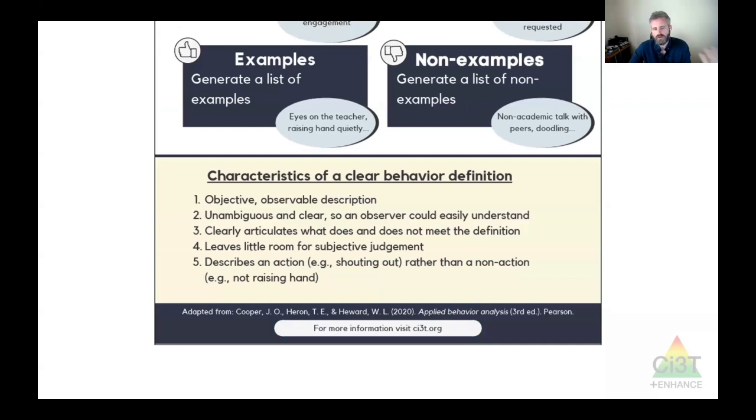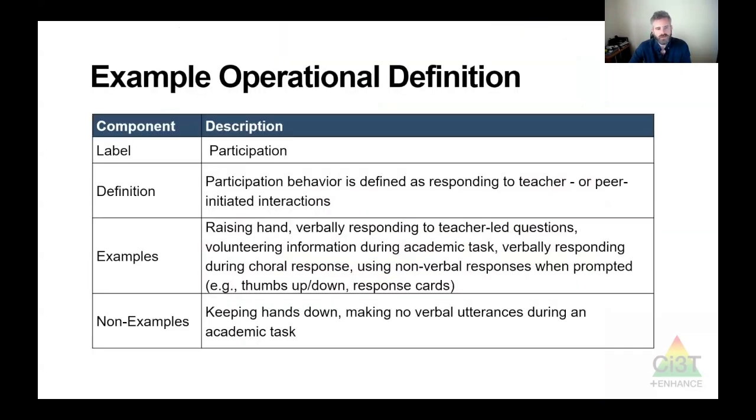So you don't want to include things like not raising hand as a non-example. You would want to say sitting still when a response is requested. You want to put it in terms of what they do rather than what they did not do. So for example, you could use participation as a label for a behavior. The definition for participation is responding to teacher or peer-initiated interactions. That would be active participation.